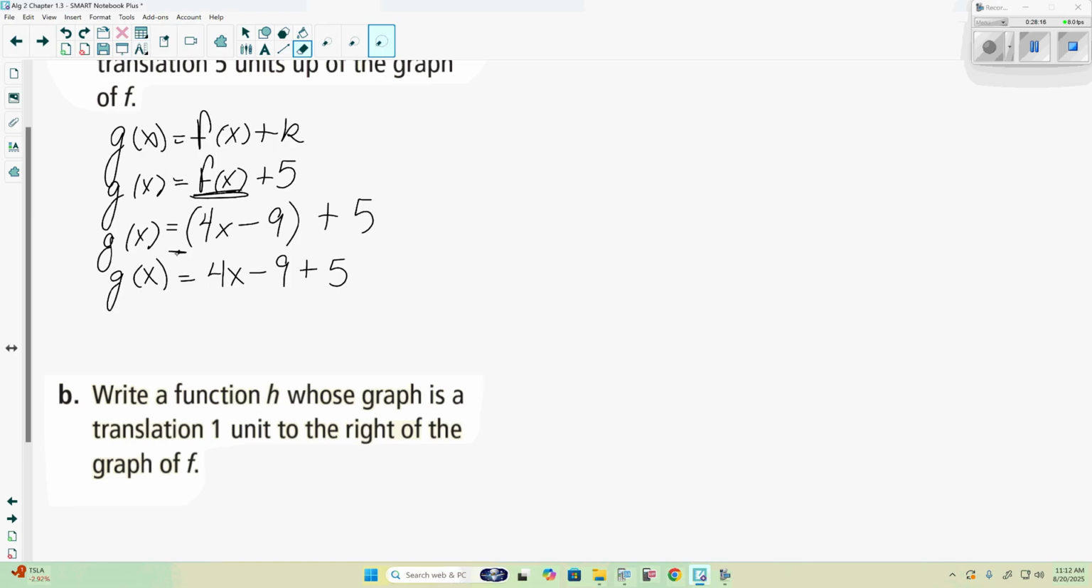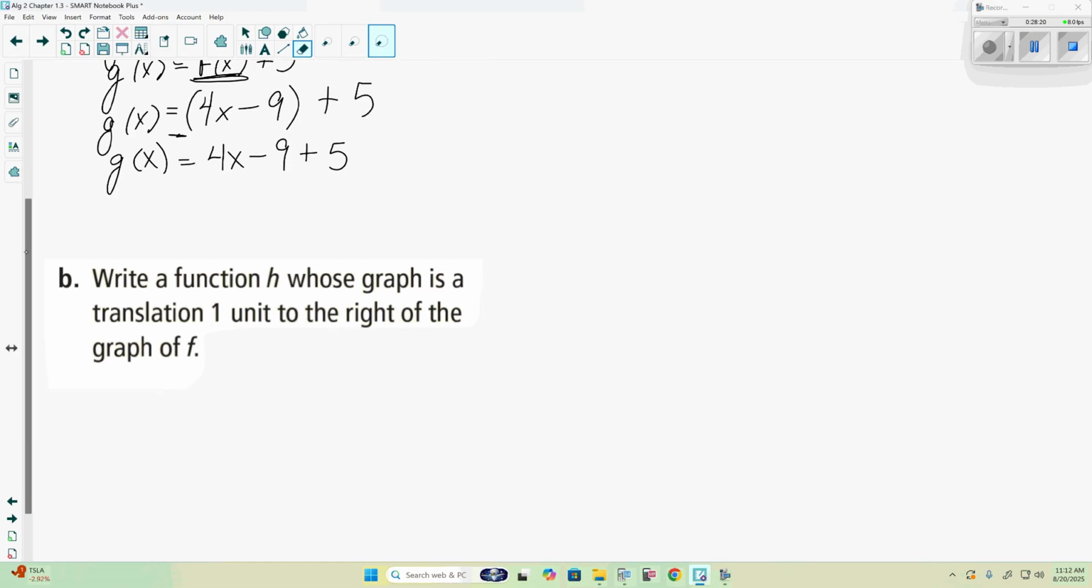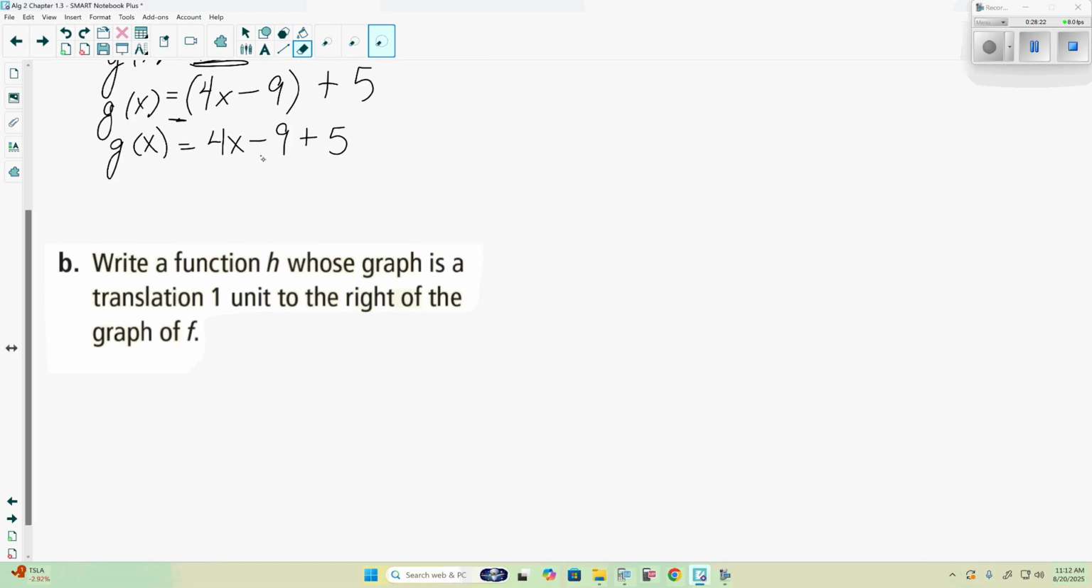And last but not least, we need to simplify. We need to combine like terms. And our like terms here would be our negative 9 and 5. Negative 9 plus 5 is negative 4. Telling us our new function is 4x minus 4.